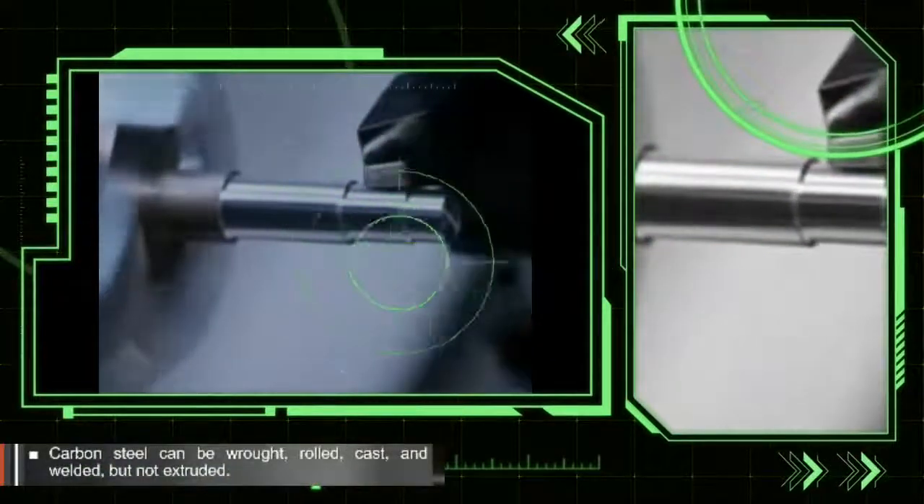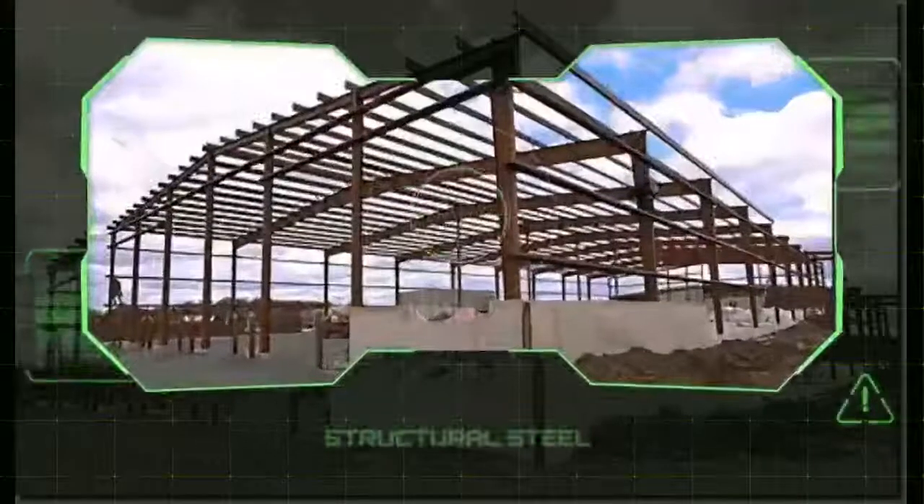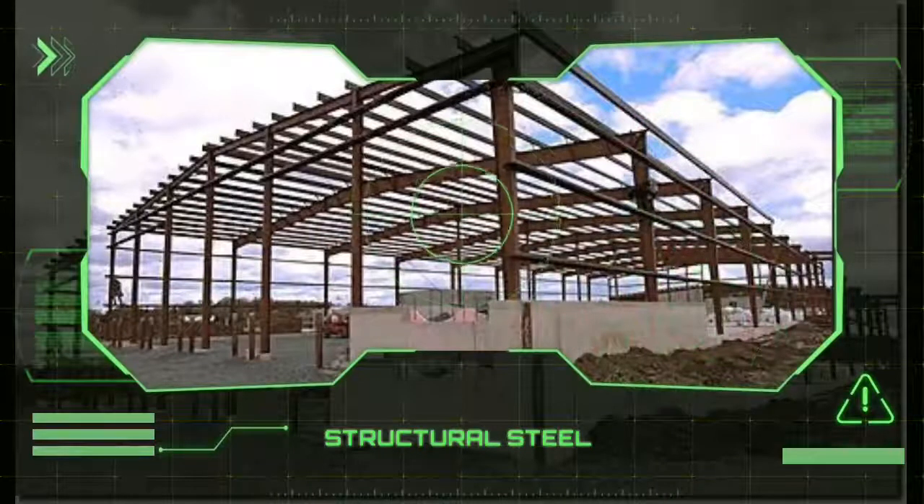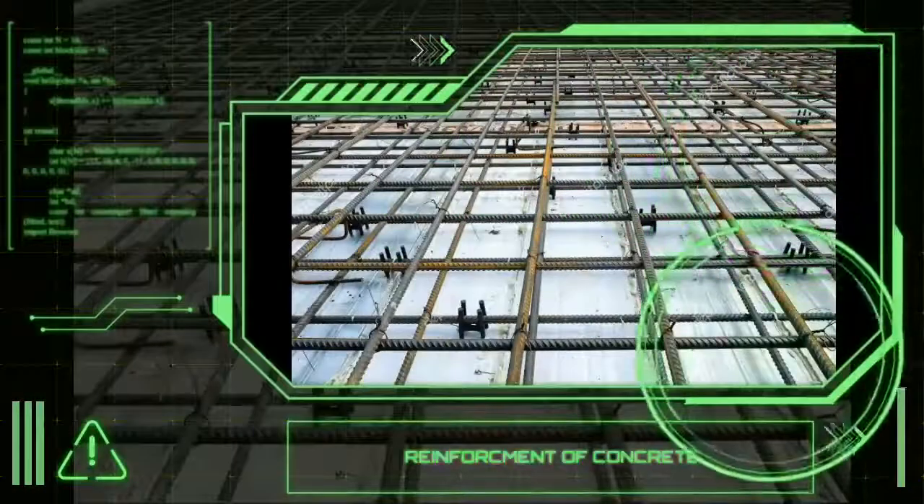Carbon steel can be wrought, rolled, cast, and welded but not extruded. Structural steel is a rolled steel that is used in construction or building projects. Reinforcement of concrete, usually deformed bars of varying grades and diameters.